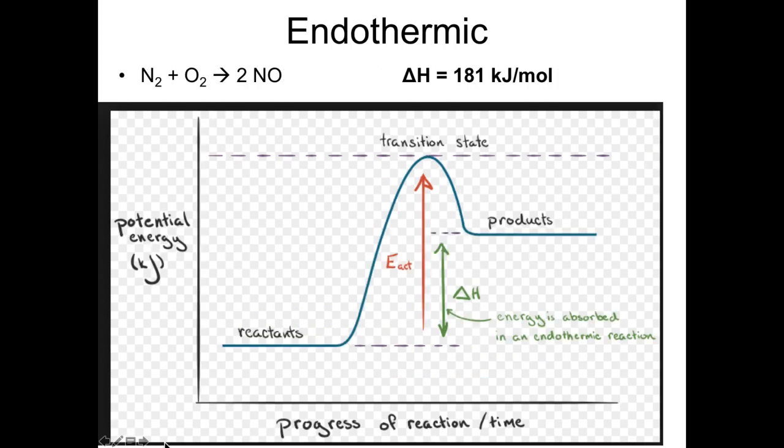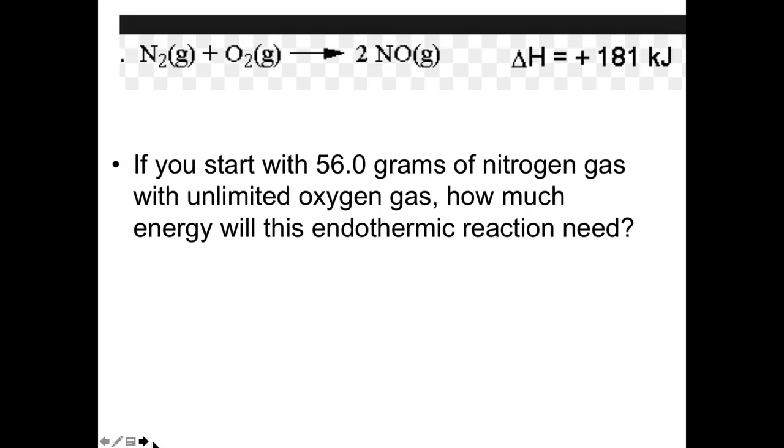This is an endothermic reaction, so you would anticipate if you drew a diagram of an endothermic reaction, the products are going to be higher than the reactants. And so the activation energy will go here, and then delta H will, this time, be positive because it's absorbing energy to make that happen. And again, that's going to be the energy difference between the reactants and the products right here.